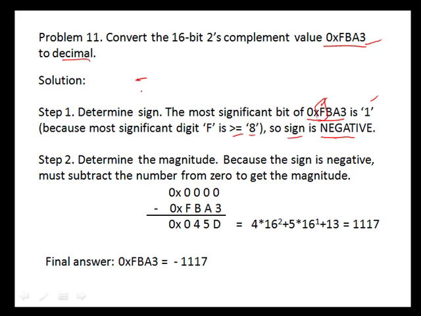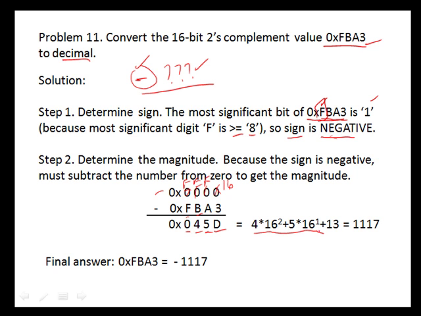So we know the first part. We know that our decimal number, whatever it's going to be, is going to be negative. At this point, we need to determine the magnitude. Because this number was negative, in order to get the magnitude, we need to take this FBA3 value and subtract from 0. So let's do that. We're going to borrow from out here, so we're going to leave this as F, F, F. This is going to be 16. 16 minus 3 is going to be 13. 15 minus 10 is going to be 5. 15 minus 11 is going to be 4. 15 minus 15 is going to be 0. So our magnitude is 045D.